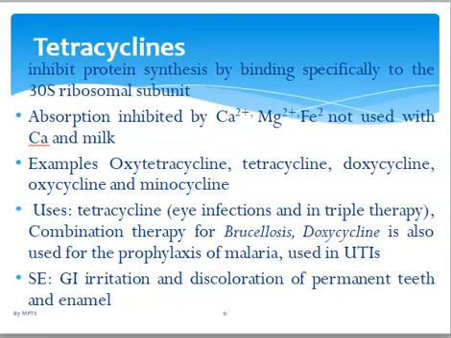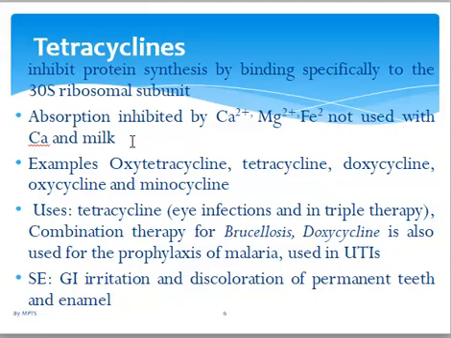Tetracyclines inhibit protein synthesis by binding specifically to the 30S ribosomal subunit, inhibiting the elongation of the chain. The absorption is inhibited by calcium, iron, and magnesium. Thus, it should not be used concurrently with calcium, or taken with milk. When you're dispensing these drugs to the patient, you have to tell them not to take them at the same time. This is a common interview question: they ask you, you have a prescription having tetracycline or doxycycline together with calcium. What do you do? Of course, the patient should take one after the other.